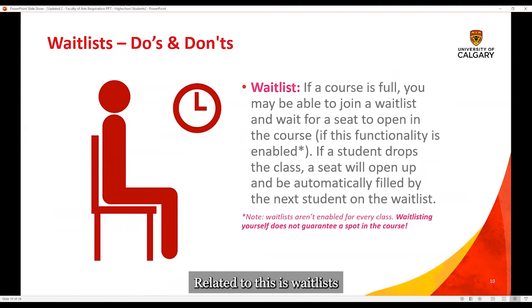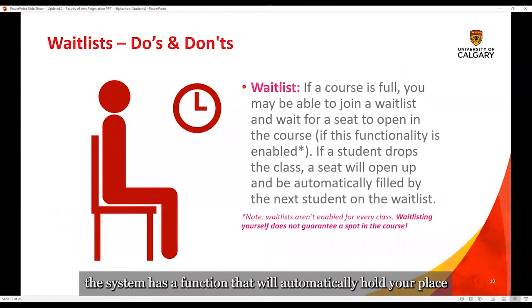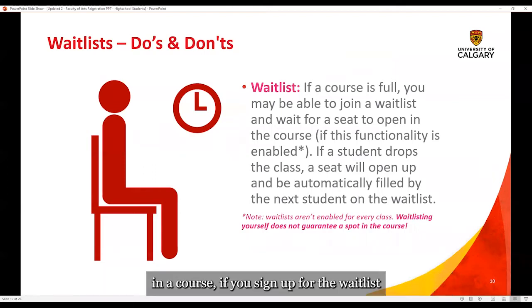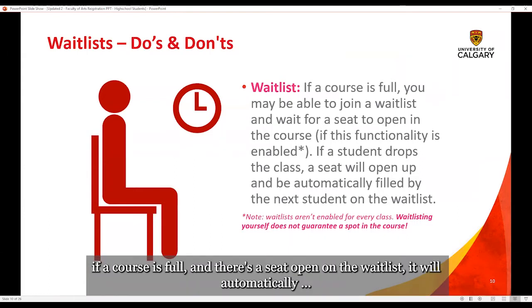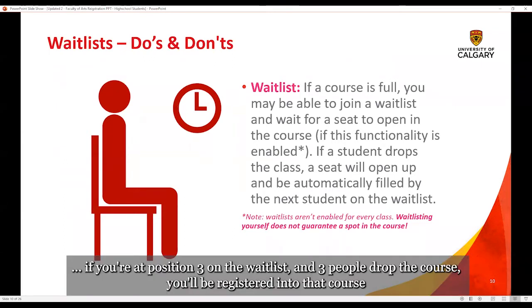Related to this is waitlists. So the system has a function that will automatically hold your place in a course if you sign up for the waitlist. If a course is full and there's a seat open on the waitlist, it will just automatically hold you at position, whatever, position 3. If 3 people drop the course, you'll be registered into that course.